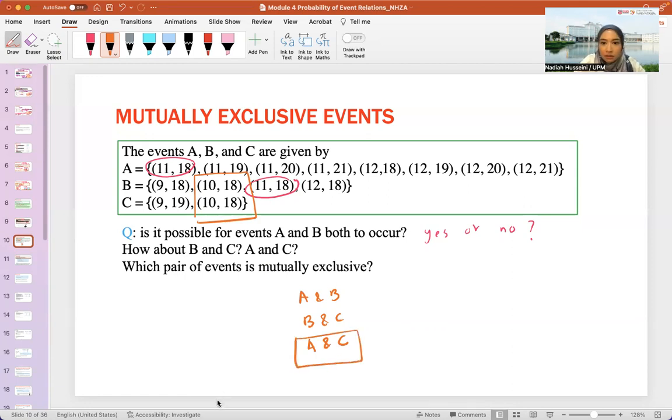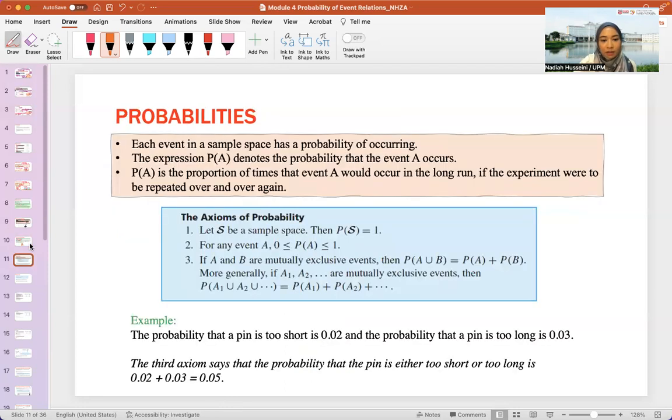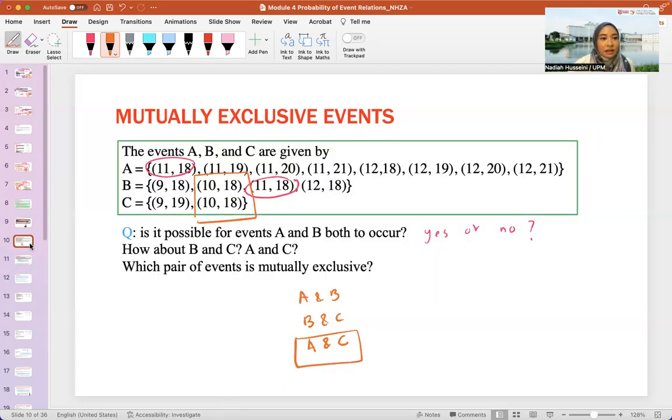Okay, someone also answered in the chat. Hakimi said A and C. I think this is correct. Let's see the solution. I don't have a solution, so I think you're right. Let me look at this properly. 11, 18, 11, 19. A and C, yep, no overlap. So correct. Yay.